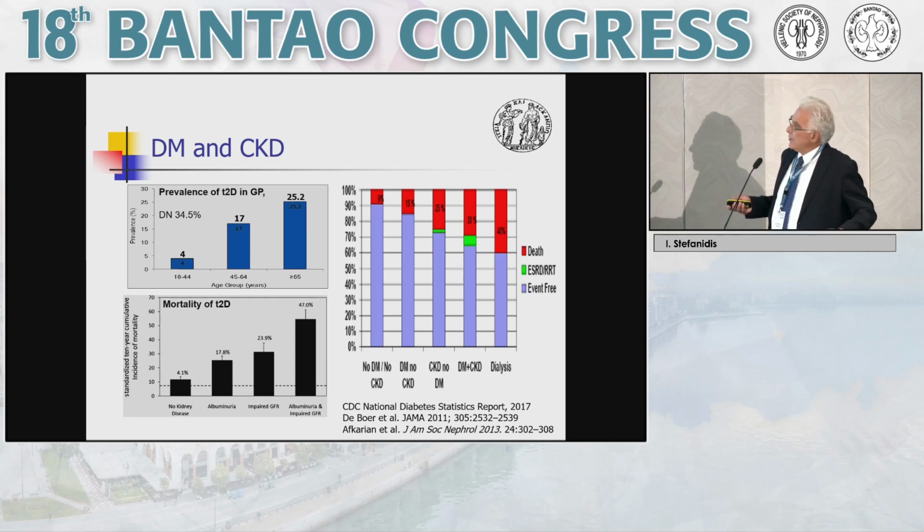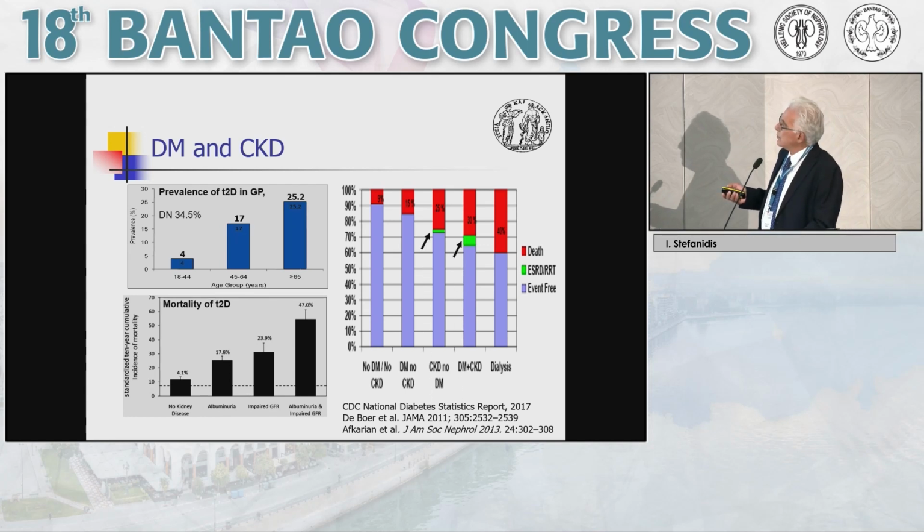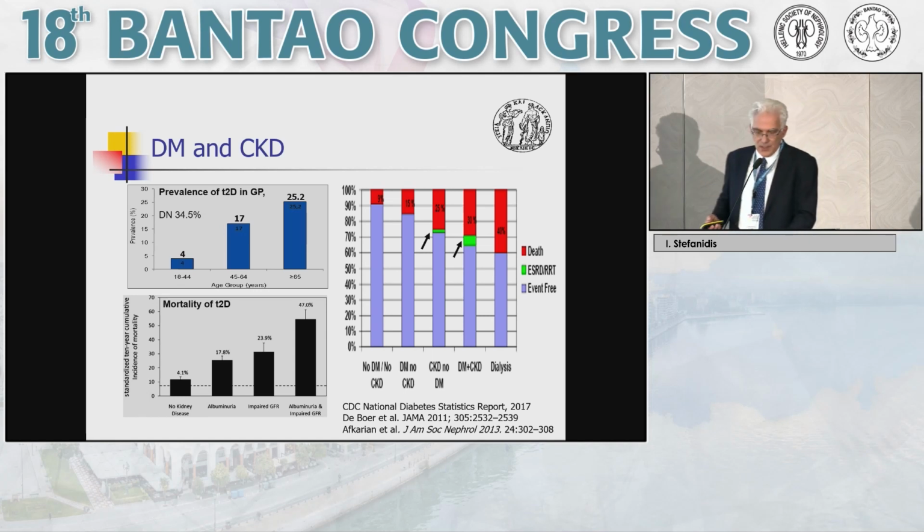The same data from the U.S.: approximately 40% diabetic nephropathy. The mortality is rising if you have severe renal failure with albuminuria and impaired GFR, 10 times higher. What I wanted to point out here, in the same U.S. data, is that patients with CKD die more frequently than patients without diabetes and kidney disease, and they die more frequently than they land on hemodialysis treatment, both with and without diabetes.